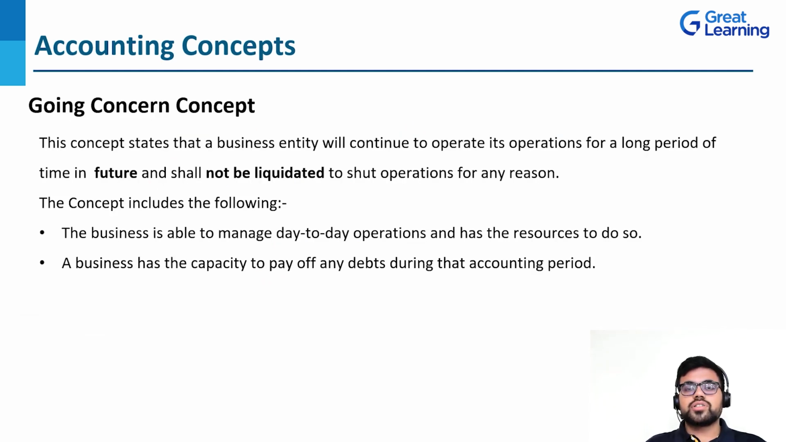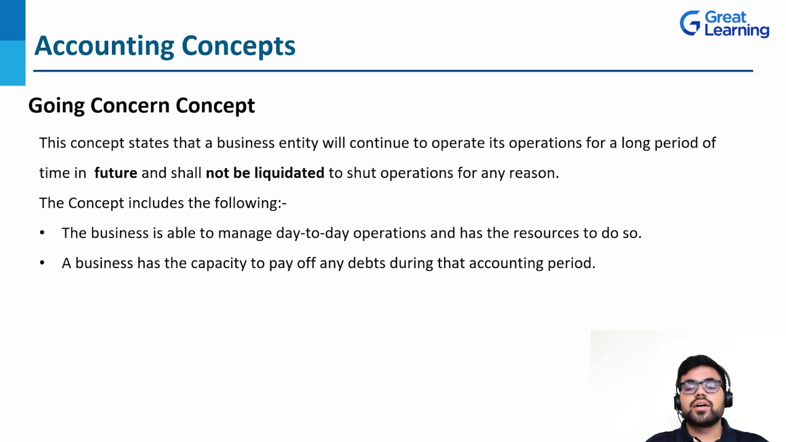The next accounting concept is the going concern concept. Now, this is a very interesting concept which states that the company or the business entity should continue to run its operations for a very long time in future and also should not shut its operations midway. There can be certain reasons for that. For example, if the promoter of a company dies or a board of director resigns, the company should keep running its operations for a foreseeable future.